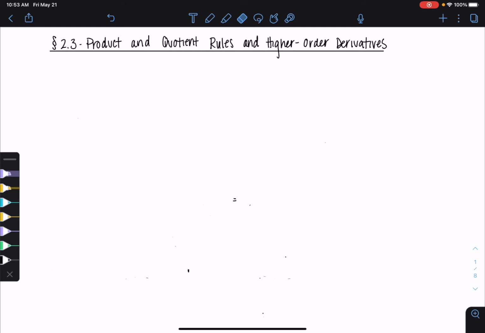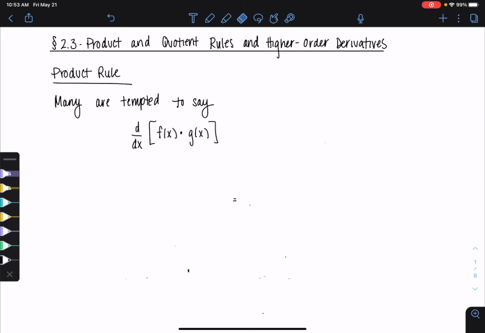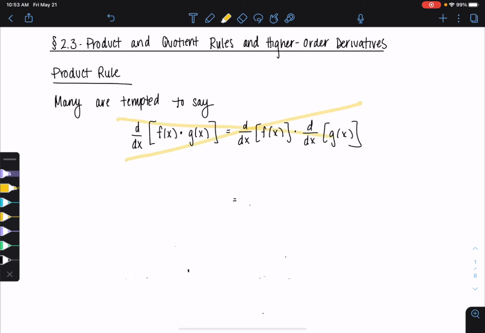So we're going to begin by going over the product rule. How do I take a derivative if I'm multiplying two functions? The one thing that is super common is that it's really tempting to say, if I take the derivative of one function times the other, I'm just going to differentiate each of them separately. But this is no good. We do not want to do that. This is completely wrong.